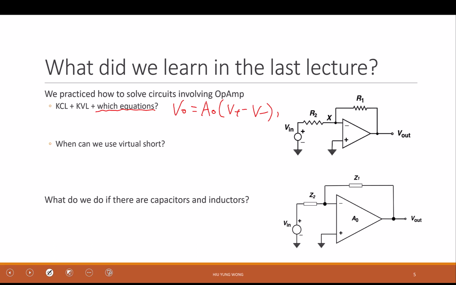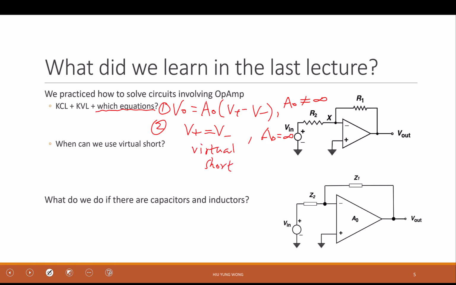Great. Someone said "ideal", but still some people may argue with you, depending on your definition. But the main point is A0 is finite. Then we use this one, right? But if we're so lucky, the A0 is infinity. What will we do? Yes, we will just assume for our class V plus equals V minus, which we call virtual short.